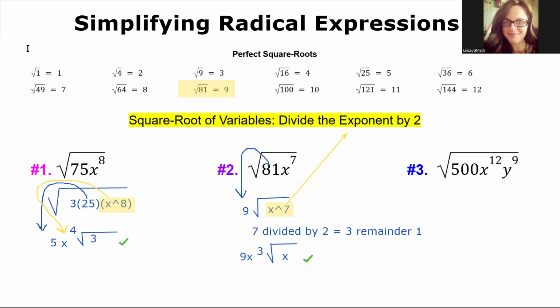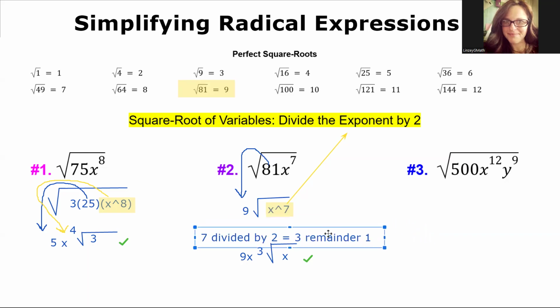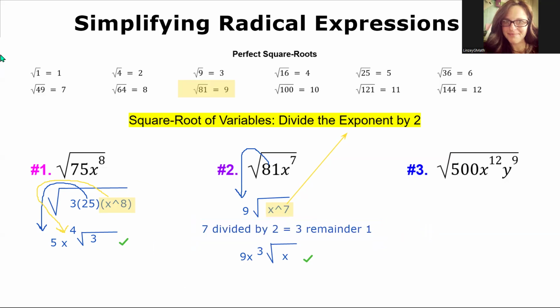And number 3. Let's work with the square root of 500. We'll break up 500 into two numbers that multiply to 500, one of which is a perfect square. Oh yeah, 5 times 100. 100 is a perfect square. So we'll rewrite 500 as 5 times 100.